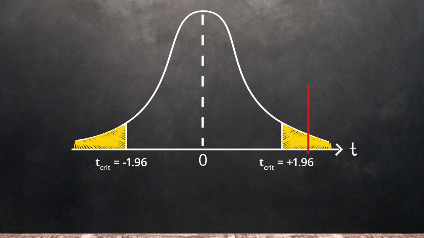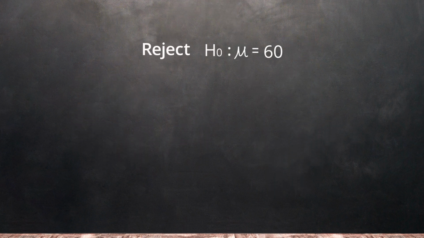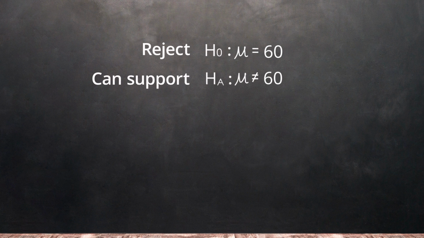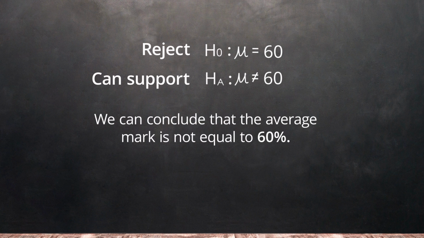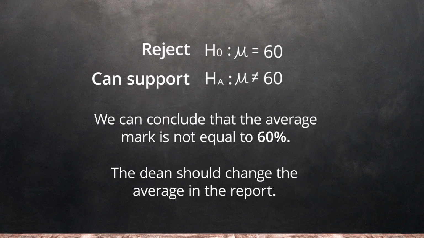Since we have a t observed of positive 5.67, this value sits within our rejection region on the right. If our t observed is within a rejection region, this means we reject our null hypothesis. Rejecting our null hypothesis means we have enough evidence to support our alternative hypothesis, which says that the population mean does not equal 60. Therefore, our conclusion is that we have enough evidence to show that the average is different than the dean's report of 60%, and that the dean should change the average in the report.